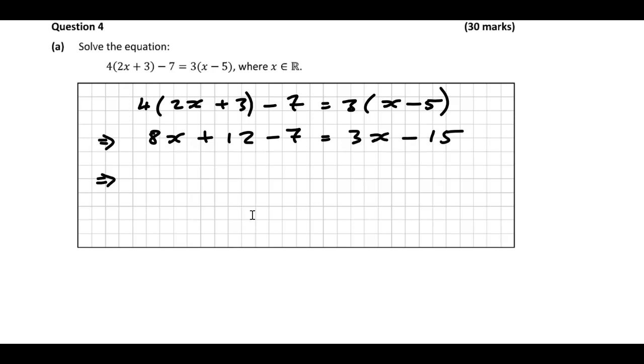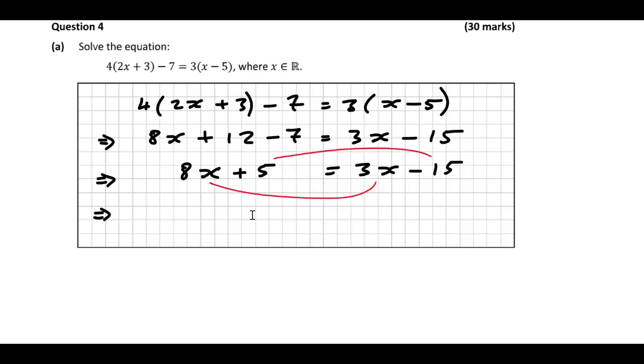So then just simplify both sides. On the left hand side we have 8x. We've got 12 minus 7, so that's 5. Right hand side 3x minus 15. Okay, so what I'm going to do now is subtract 3x from both sides. I'm going to take minus 3x on this side and minus 3x on this side as well. So minus 3x on this side will give me 5x. And on this side I'll end up with 0 there.